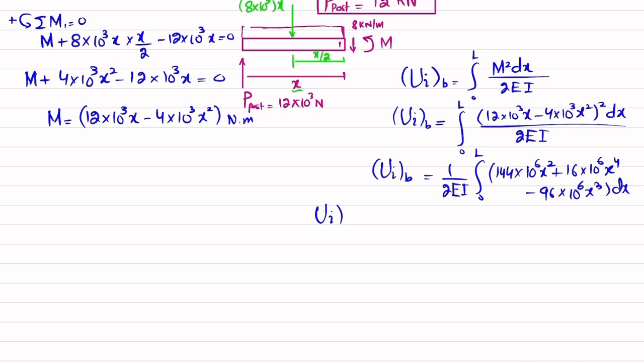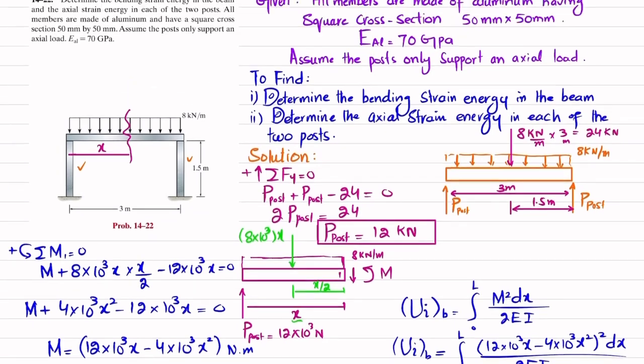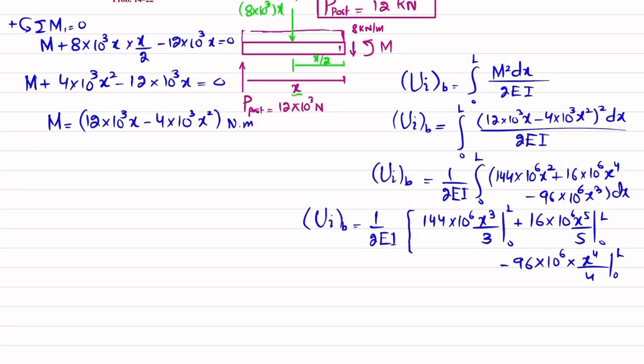Okay, again this bending strain energy will be equal to 1 over 2EI, and what we will take is the integral. So 144 into 10 to the power 6 x cube over 3, and limit will be from 0 to L, plus 16 into 10 to the power 6 x5 divided by 5, and limit from 0 to L, minus 96 into 10 to the power 6 into x power 4 divided by 4, and limit from 0 to L. Okay, and you can see x starts from 0 to x is equal to L, 3 meter. Total length is 3. So I will remove this L and I will write it 3.